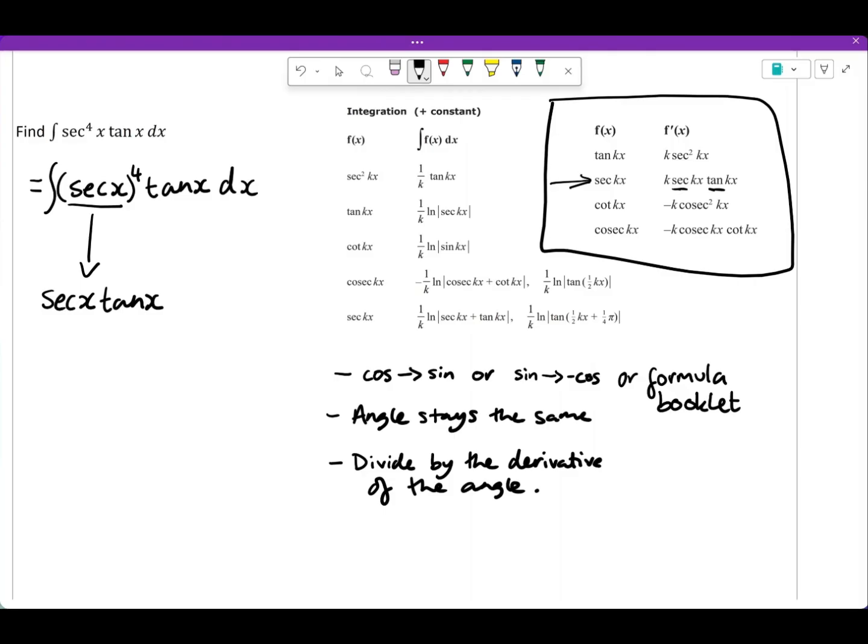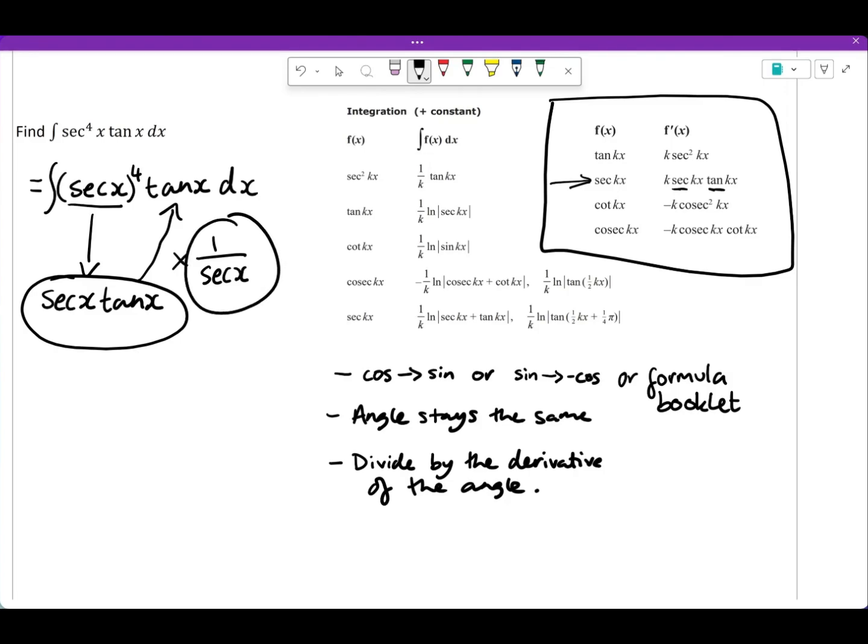Now let's compare this derivative that we've got here to what is multiplying our brackets, which is just tan x. How do I get from sec x tan x to just tan x? Well, you'd have to divide by sec x, or you could write it as multiplying by 1 over sec x. Okay, because usually we write in terms of multiplication when we're doing this. Now that is not a numerical value. Therefore, as it's currently written, I cannot make use of the reverse chain rule.